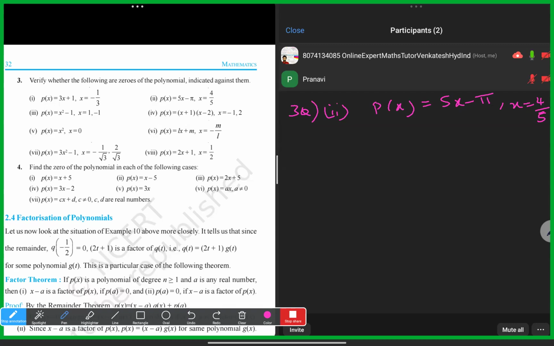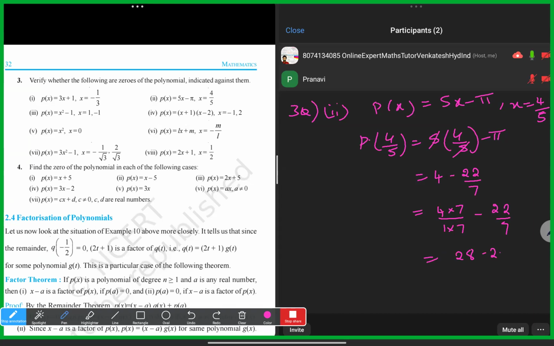So now I have to do p of 4 by 5. So 5 into 4 by 5 is 5, so 5 will get cut. So 4 minus 22 by 7. LCM if we do, currently with 4 into 7 by 1 into 7 minus 22 by 7. Or else directly also we can write this. X is equal to 4 by 5 is not a 0.